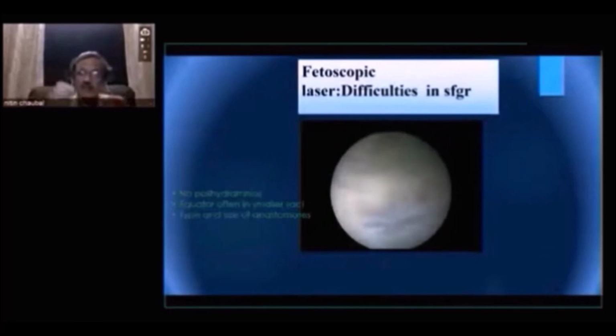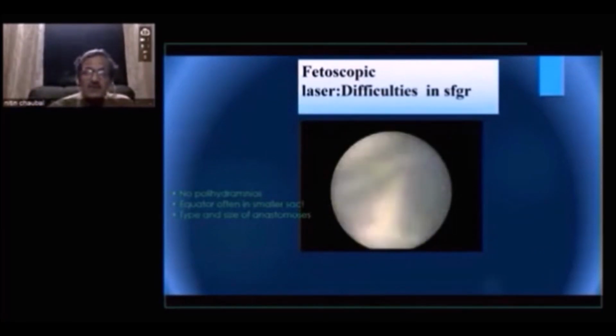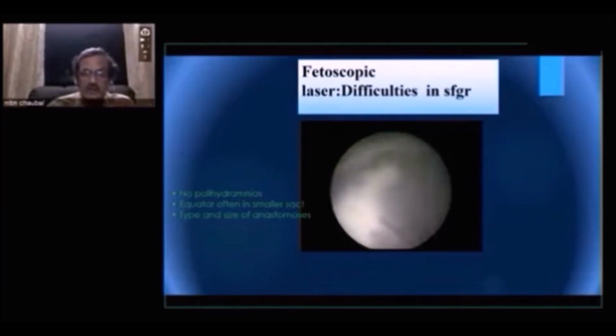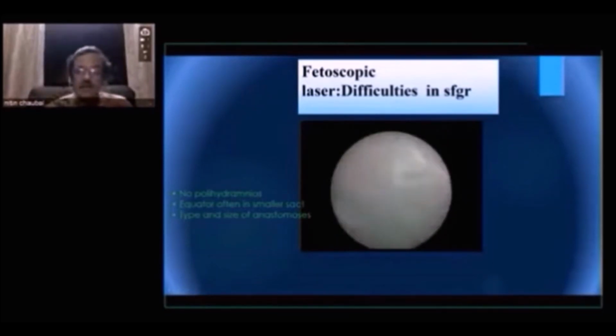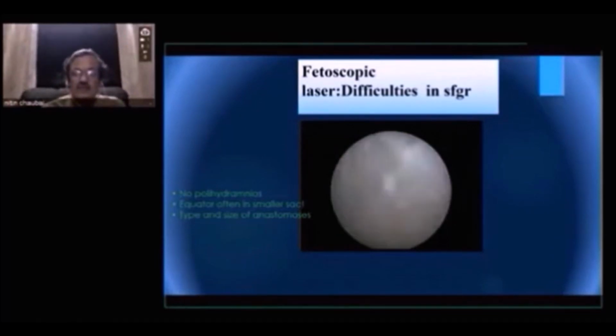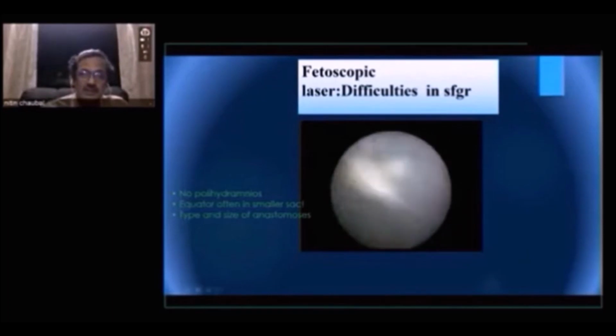Fetoscopic laser is very difficult in sFGR. This is because there is no polyhydramnios, the equator is in a smaller sac, and of course the type and size of anastomosis. This laser was done by Dr. Suresh in one of our cases many years back. I don't do lasers myself. In this particular fetus, I remember that after the laser ablation also, we had a tough time. There was TAPS which happened. We had to take care of that. We had to keep a very close watch. But ultimately, we did get good results. And as I said, technically, this can be difficult.